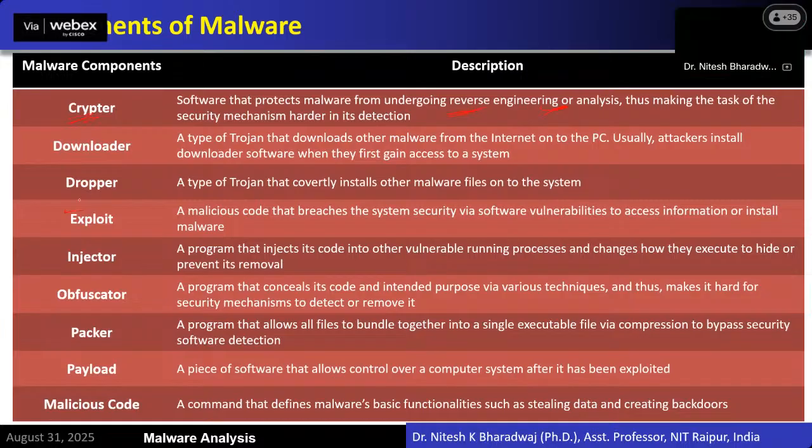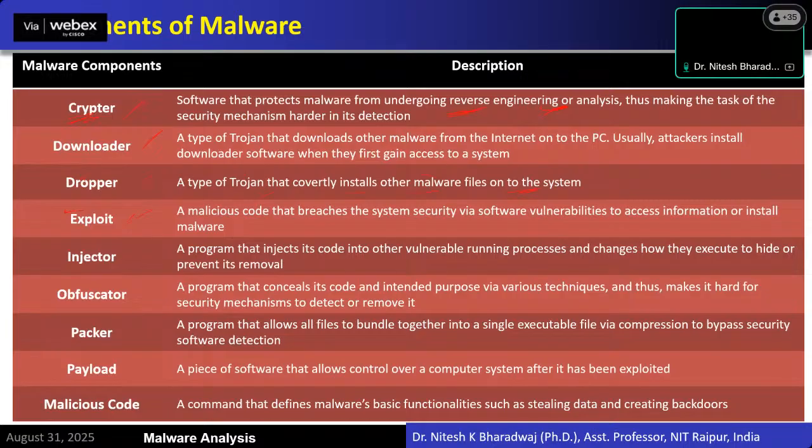Then you have a downloader. It's a type of Trojan that downloads other malware from the internet onto the PC. Usually, attackers install downloader software when they first gain access to the system. We have a dropper also. These are the components: we saw the cryptor, downloader, then dropper. It's a type of Trojan that covertly installs other malware files onto the system.